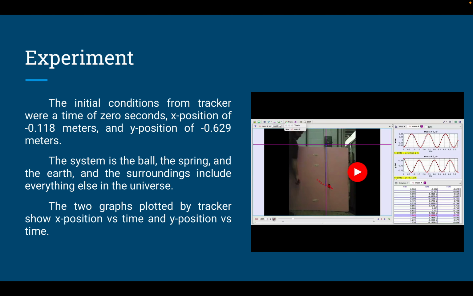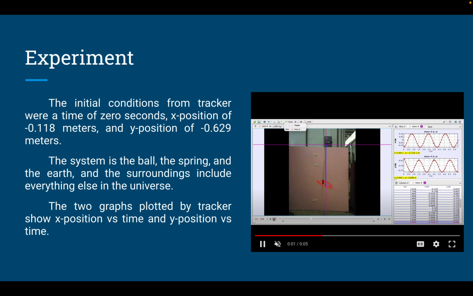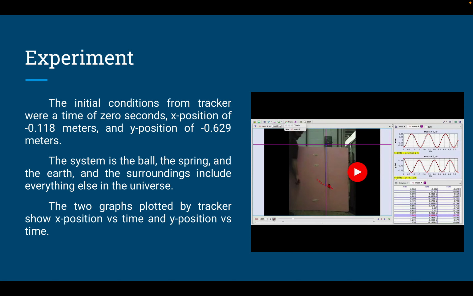So, experiment. The initial conditions from Tracker were a time of 0 seconds, an x position of negative 0.118 meters, and a y position of negative 0.629 meters. The system is the ball, the spring, and the earth, and the surroundings include everything else in the universe. And then the 2 graphs plotted by Tracker show x position versus time and y position versus time. As we can see here in the video, as the video plays, Tracker is tracking the positions of the spring for the first 5.5 seconds.